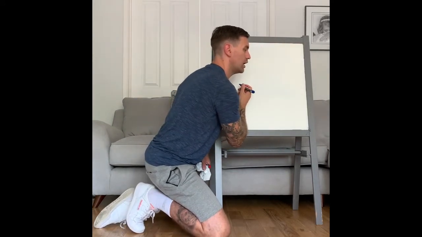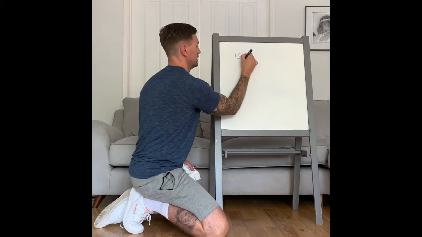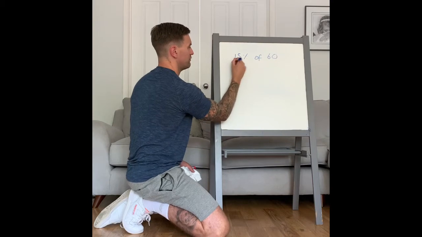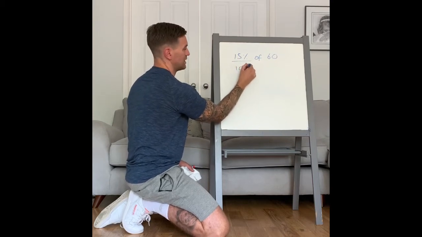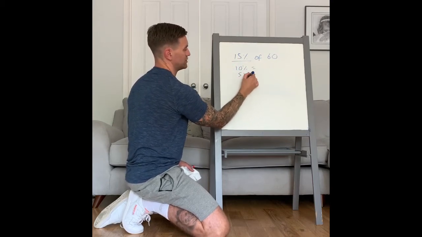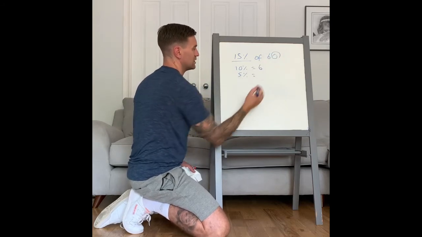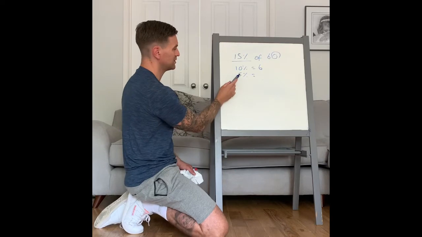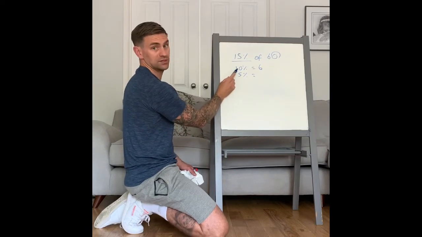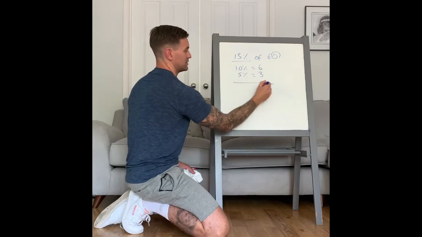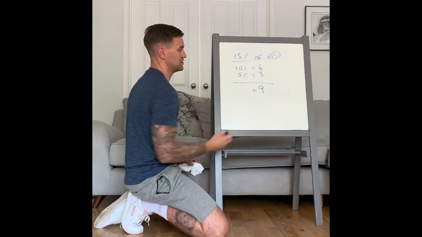Number 4, what is 15% of 60? 15% of 60, so to find 15%, I'm going to break it down into a 10% and a 5%. So 10% is, move it 1 decimal point, is 6. So if 10% is 6, 5% is half of 10%. Okay, so half of 6 is 3, which means 15%, 6 add 3 is 9.